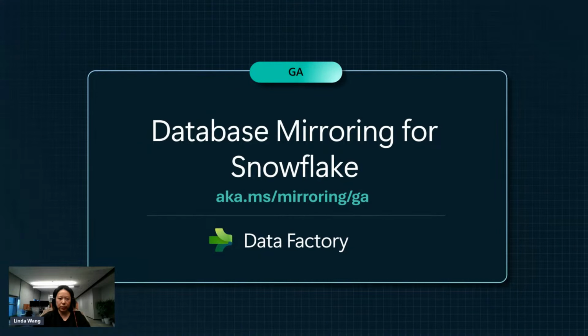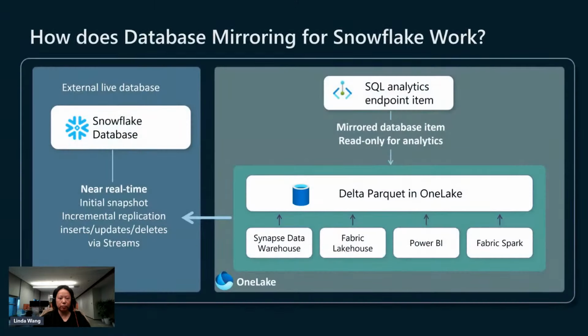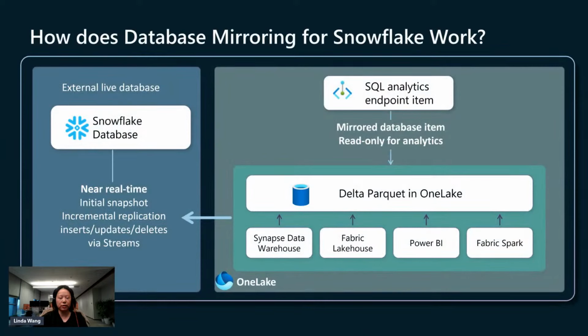We support database mirroring for Snowflake as GA. We announced the GA back in September at FabCon Europe. So you can just open Fabric and create a mirrored database for Snowflake to give it a try. If we look at how Snowflake mirroring works, the setup is just like what you see in the demo. We will do another demo specifically for Snowflake shortly.